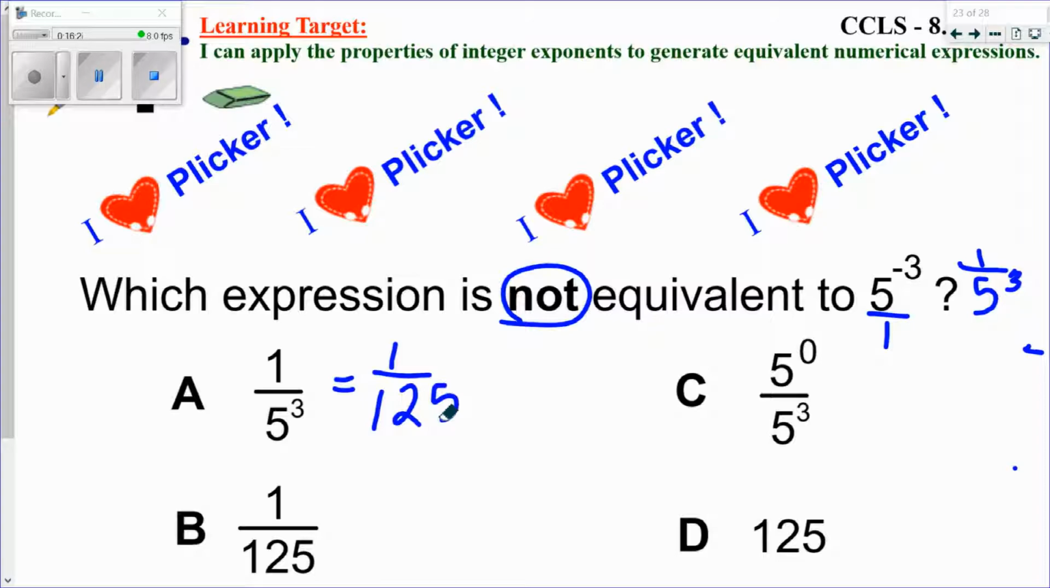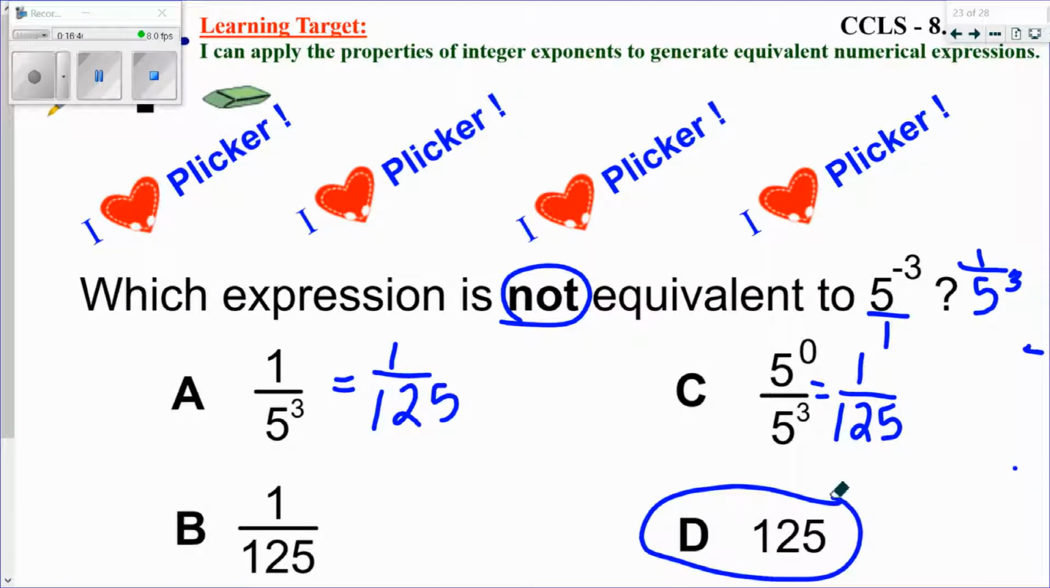B is also not the answer because it is 1/125. This one, 5 to the 0, anything to the 0 power is 1, so that's also not the answer. But D is incorrect because it is not equal to 1/125, because a negative exponent represents a fraction. So D is the answer.